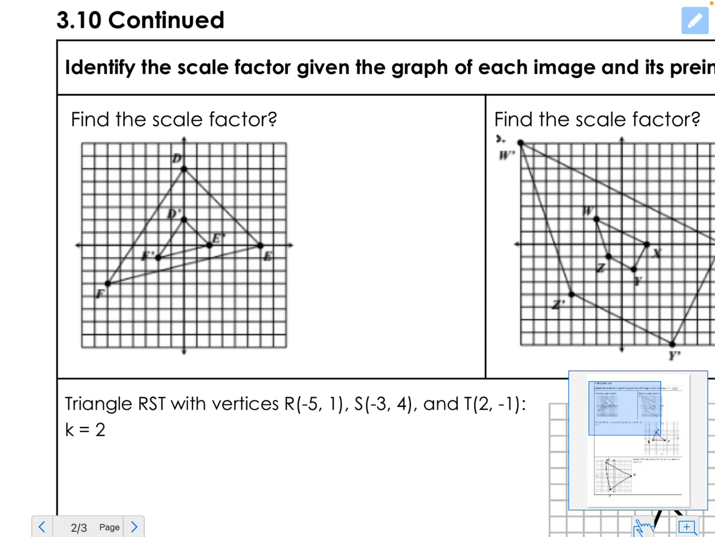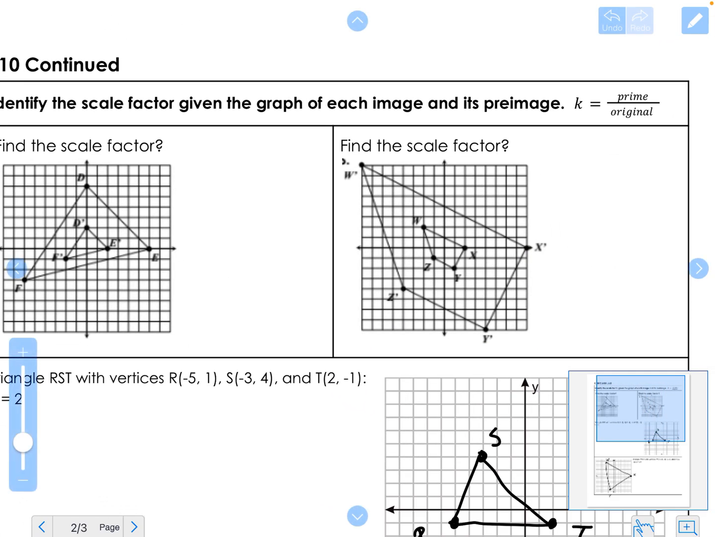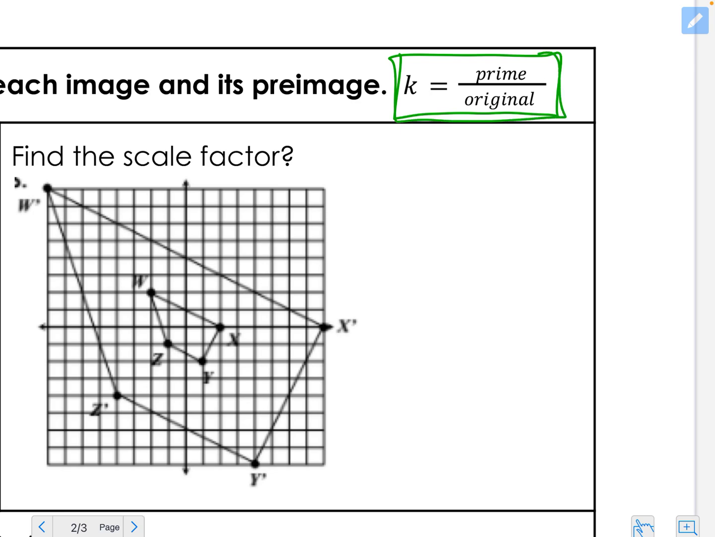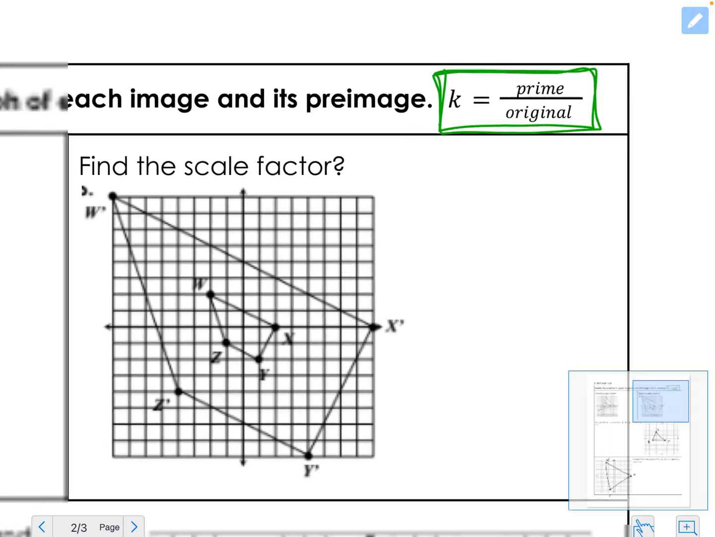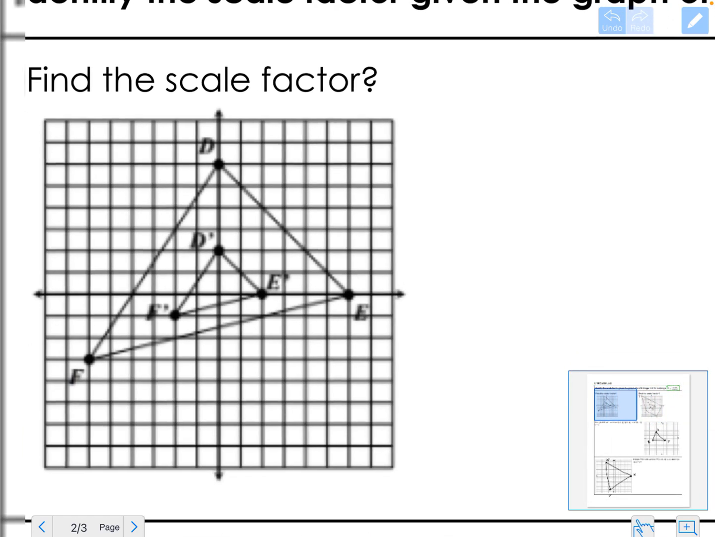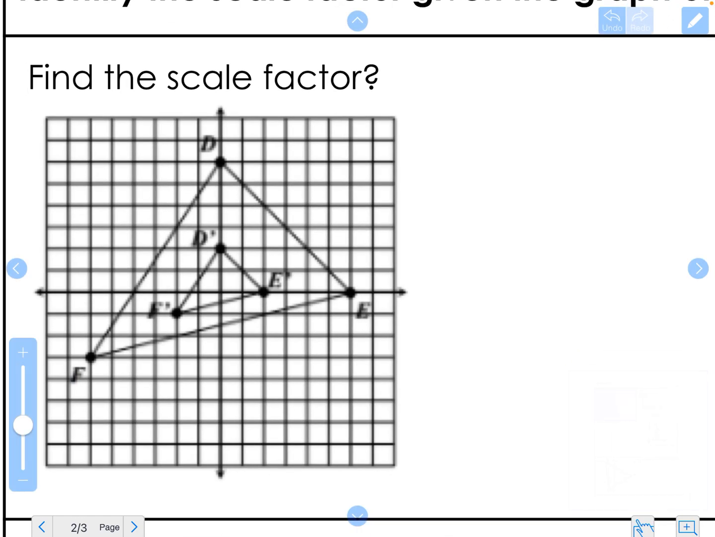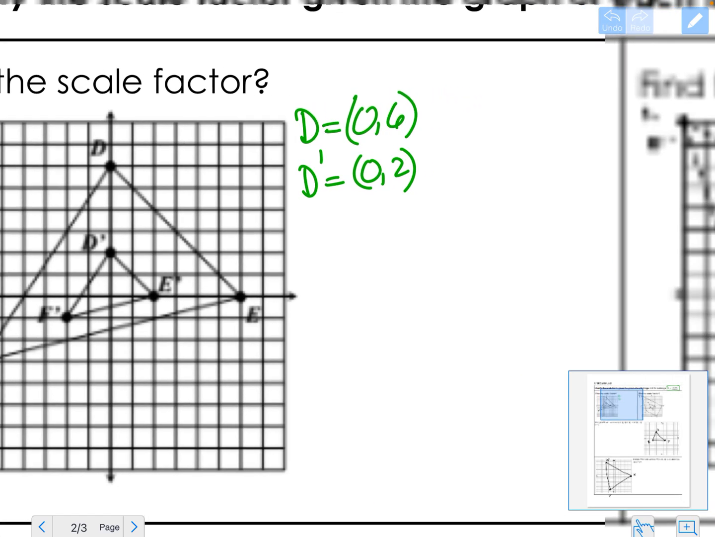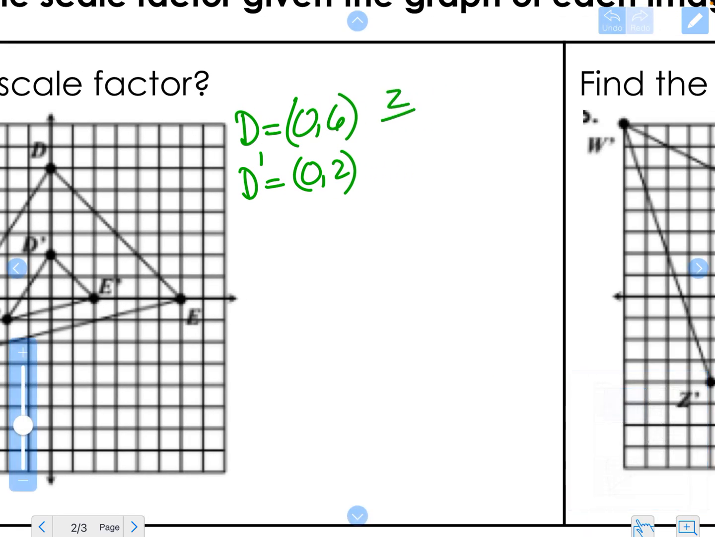So let's look at a couple of points and let's look at how we can find scale factor. The way that we can find scale factor is by using this formula here: K equals prime over original. So what we need to do real quick is find D and D prime. So D is 1, 2, 3, 4, 5. It is (0, 6), and D prime is (0, 2). So again, it's prime over original.